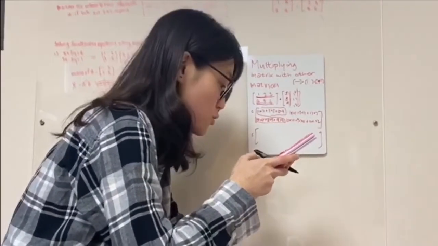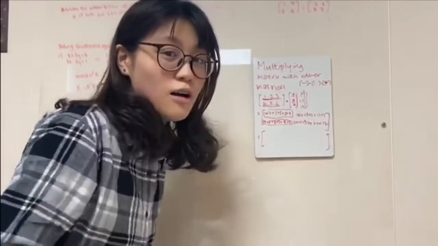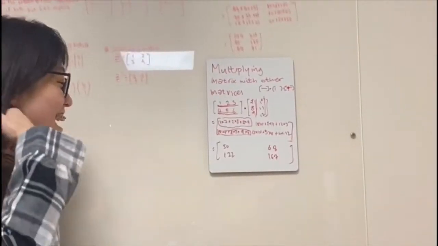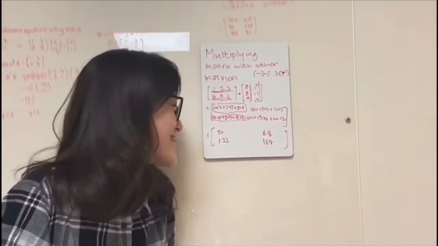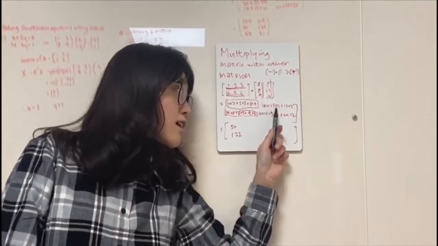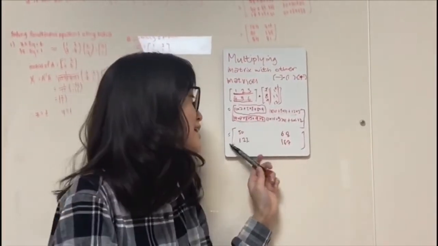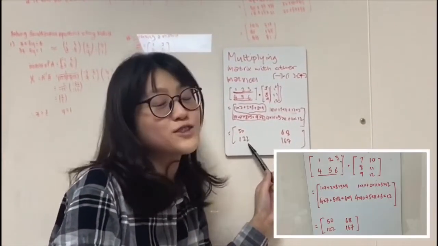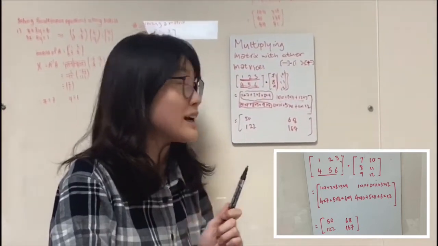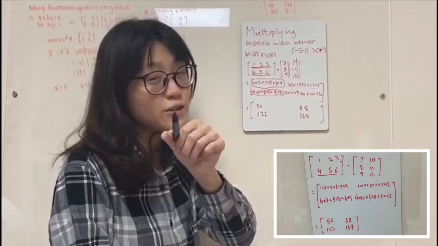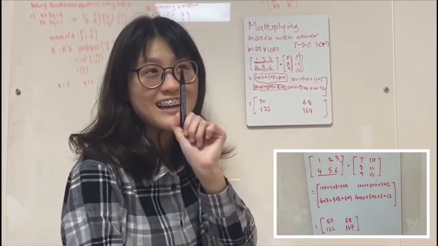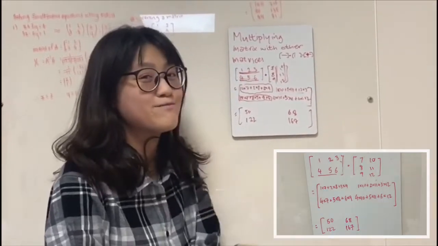And so we do 1 times 7. I'm gonna come back to you when I finish calculating this. So I just finished calculating all of these little numbers here, and I got 50, 68, 122, and 167. So I hope I'm correct. So I'm now going to show you another example.